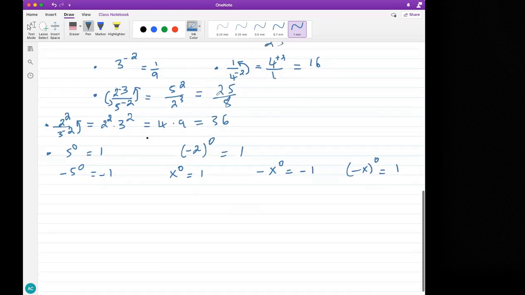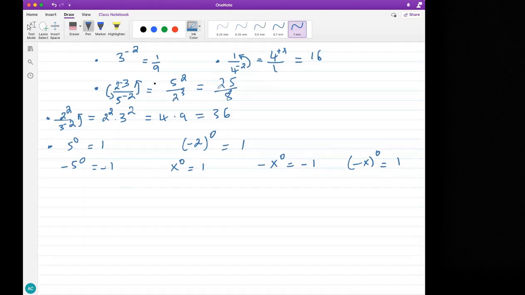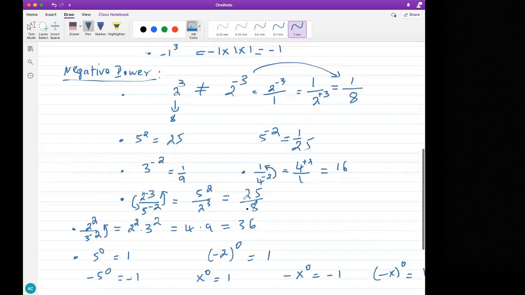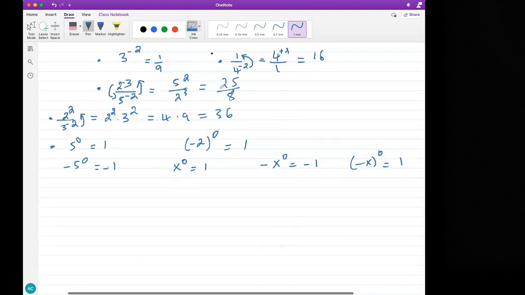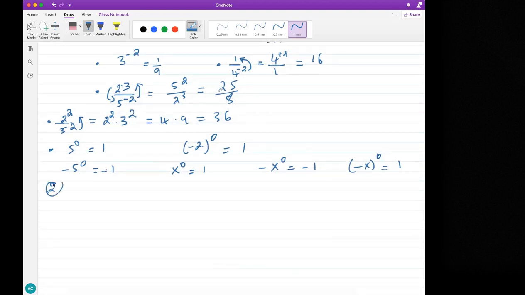Now let's move on to some rules. We learned a couple of rules here and some more, and we're going to write a list of all of them. So let's do number 2 here. I'm going to call this rules, or properties of exponents.